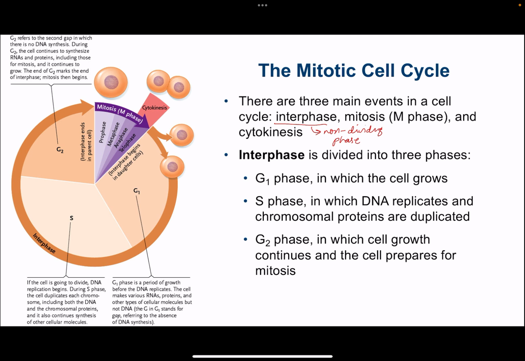This is the process in which a cell may double its entire content in preparation for cell division. Next, we have the M phase, which is the dividing phase. This is where the cell contents are distributed into daughter cells. And lastly, we have cytokinesis, or cytoplasmic division. It is the final step in cell division where the cytoplasm of a single eukaryotic cell divides into two daughter cells. Now, there are three phases in interphase.